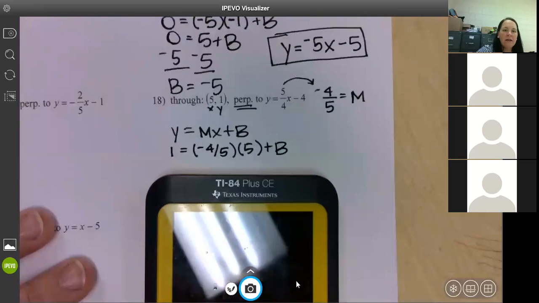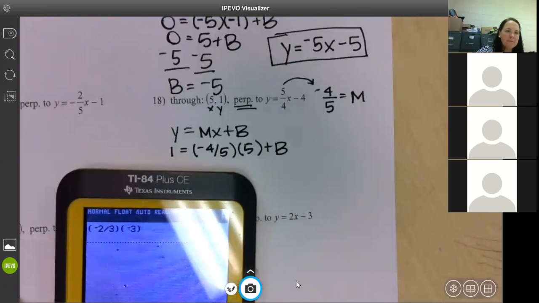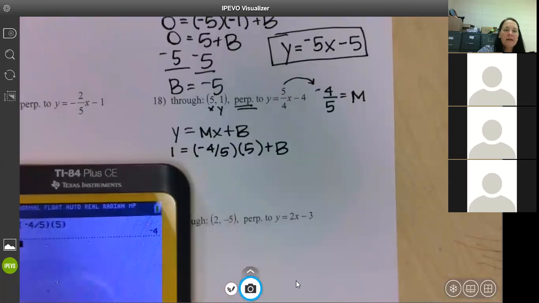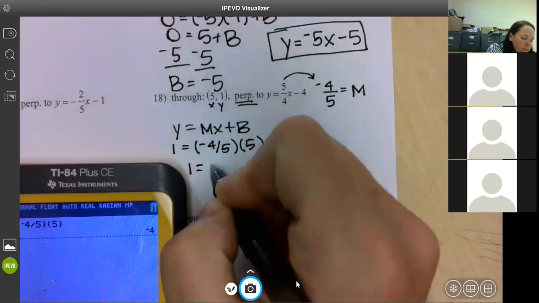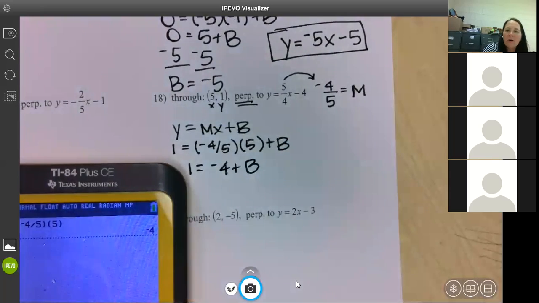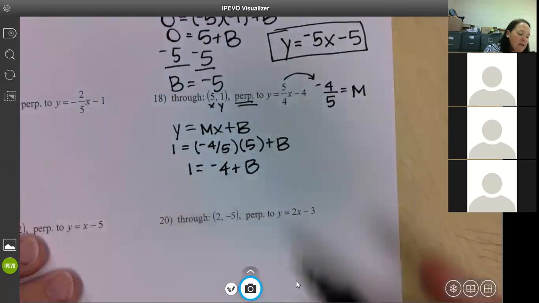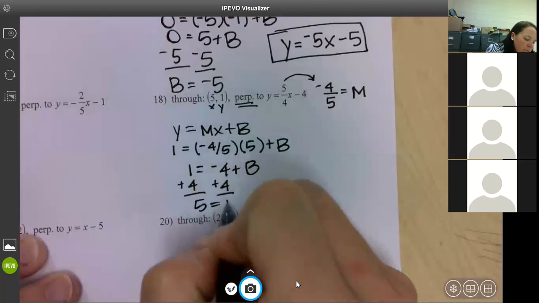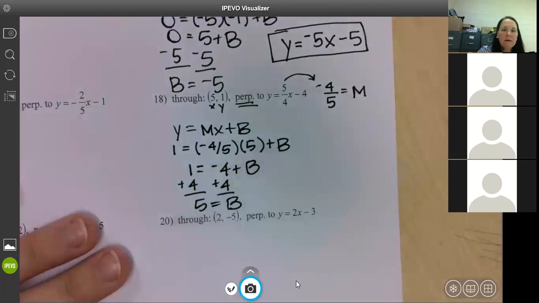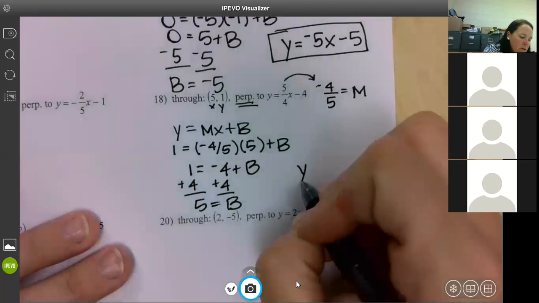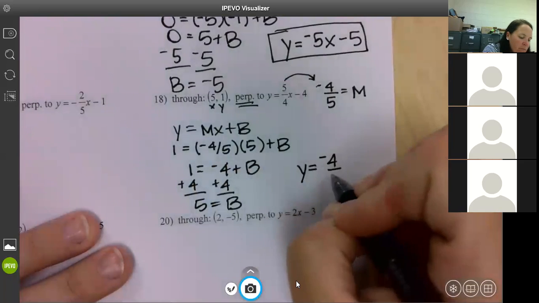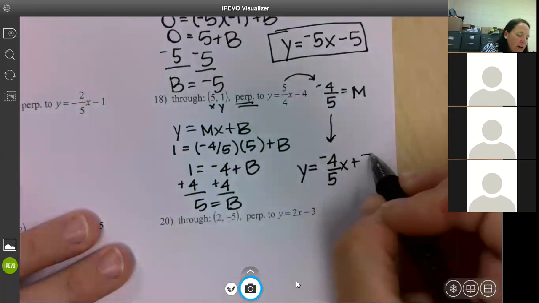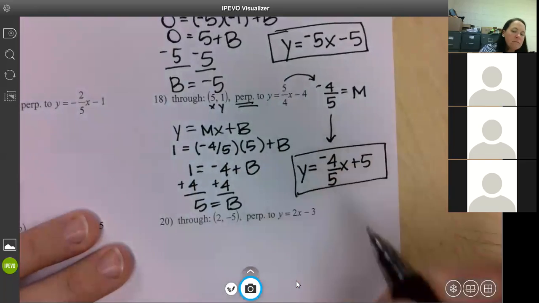If you need to use your calculator, parenthesis, -4/5 and 5. It gives you -4. I do not mind you using your calculator. Might as well while you're at home. -4, to get rid of it, I add 4. And I get 5 equals b. My new equation is y equals my new slope, so -5/4 x, and then I got a +5 for b. That's it.